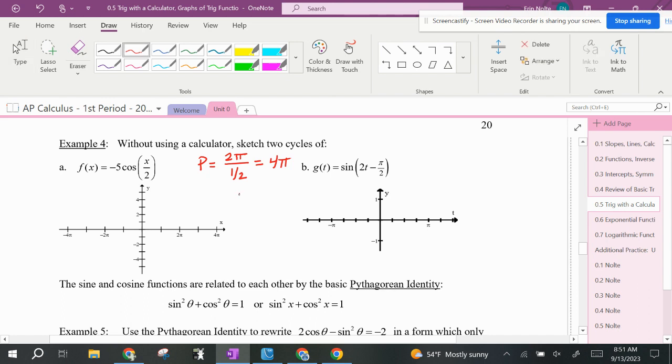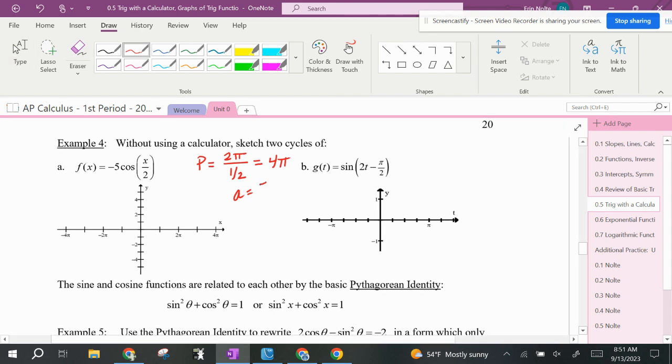Okay, I do also want to list the amplitude. What is the amplitude? The amplitude is the value in front of the trig function, so 5. Technically, it's always an absolute value, it's always positive. But what does the negative do to our function? Flip. Okay, so it is flipped over the x-axis.